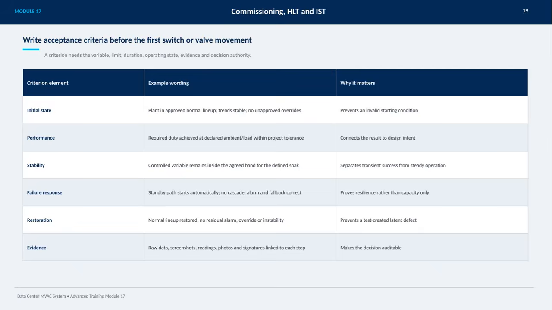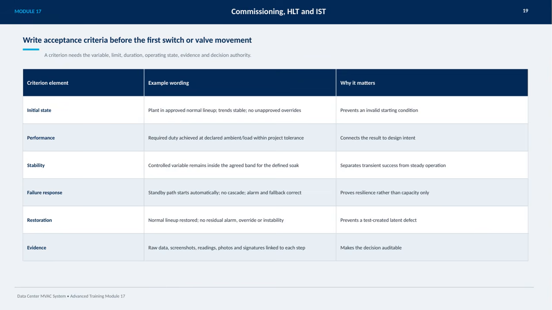Before any switches or valves are moved during commissioning, it's crucial to write clear acceptance criteria. Each criterion should include specific elements: the variable to be monitored, the limit it must stay within, the duration it must be maintained, the operating state, the evidence needed, and who has the authority to make the decision.